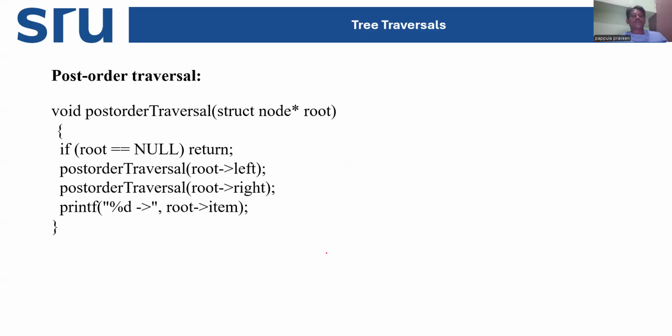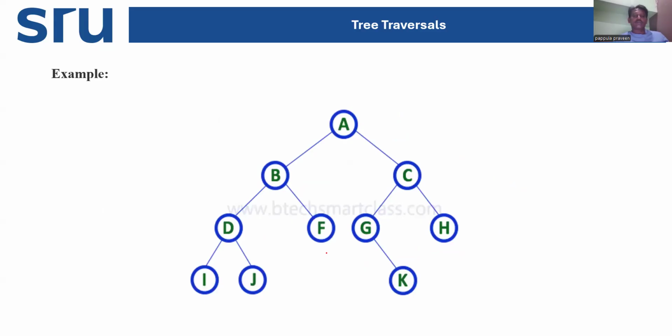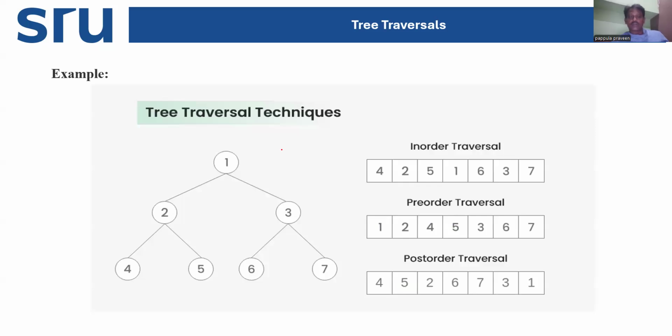Now this is the code for post order traversal: void post order traversal, struct node star root. If root equal to null, then no elements there. And post order traversal of root left, post order traversal of root right, and print root item. This is the example A, B, C, D. Now you have to write the preorder, post order, and inorder tree traversal for 1, 2, 3, 4, 5, 6, 7.